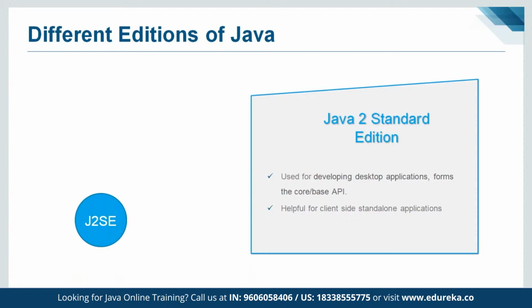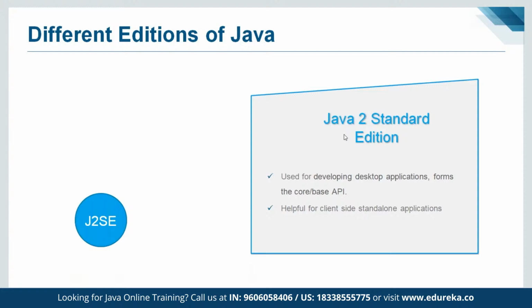So in a bank, suppose you have 10 computers, 10 terminals. We have to install our application in all the 10 terminals. Then only in each device will it work. That's what we talk about as standalone or desktop application, and it is helpful for the client side.